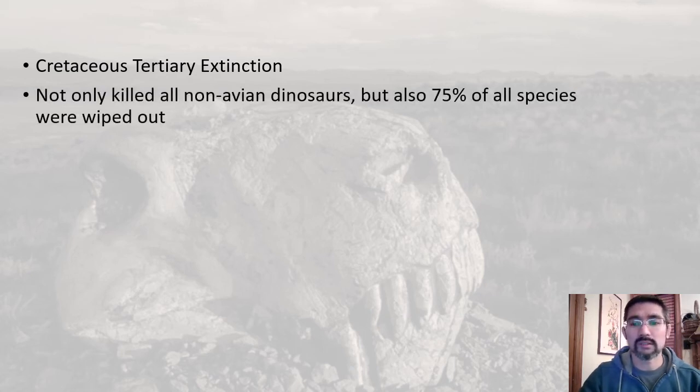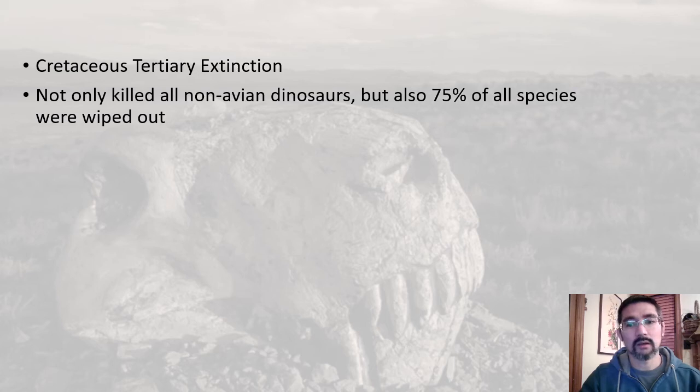Not only did this extinction wipe out all the non-avian dinosaurs, but 75% of all species were wiped out. First of all, the term non-avian dinosaurs maybe doesn't make a lot of sense to you, but basically there are still dinosaurs that are alive today. The living dinosaurs that exist today are the birds. Everything but the birds were wiped out when the Cretaceous Tertiary extinction happened. In addition to dinosaurs getting eliminated, 75% of all species were wiped out.